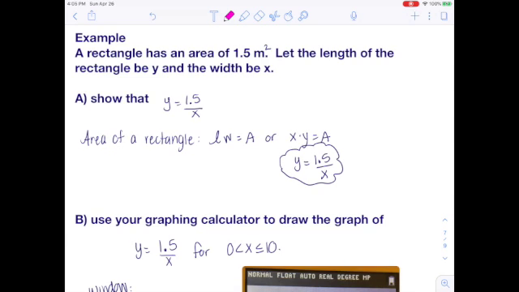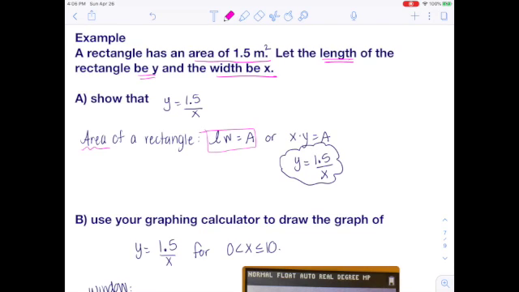Here's an application of our rational functions. We have a rectangle that has an area of 1.5 meters squared. Let the length of the rectangle be y and the width be x. Okay, we want to show that y is equal to 1.5 over x. Now, I look at this problem and I say, what? And I go, well, what do I have? I have a rectangle and they're telling me area is 1.5 meters squared. So I think back to, well, I know the area of a rectangle is just area is equal to length times width, right? And they're telling me call x the width and y the length.